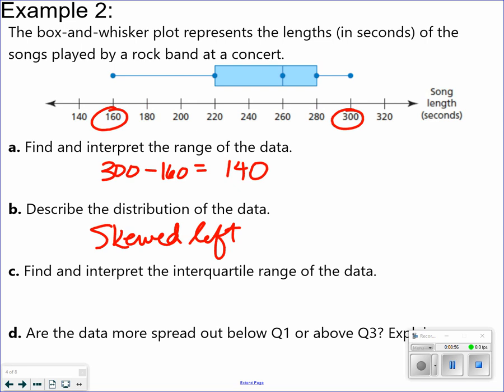So the interquartile range, so each of the quartile ranges, from 160 to 220 has a range of 60, and the second quartile from 220 to 260 has a range of 40, and from 280 to 260 has a range of 20, and from 300 to 280 also has a range of 20. So now, are the data more spread out below quartile 1 or above quartile 3? And again, looking at the whisker, it is much more spread out below quartile 1 than it is above quartile 3. So what does that mean?